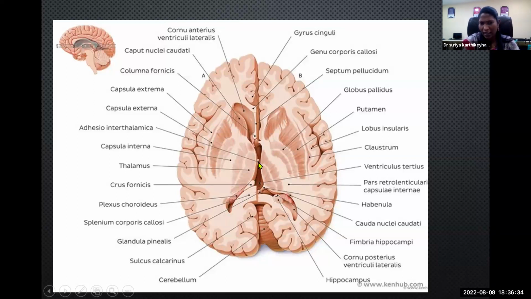And there is a projection here within the ventricle. What is this? It is called the interthalamic adhesion. Both thalami on either side are connected in the midline. It is called the interthalamic adhesion. And then this is the thalamus. And near the lateral ventricles, what you are seeing is the caudate nucleus. This is the caudate nucleus.